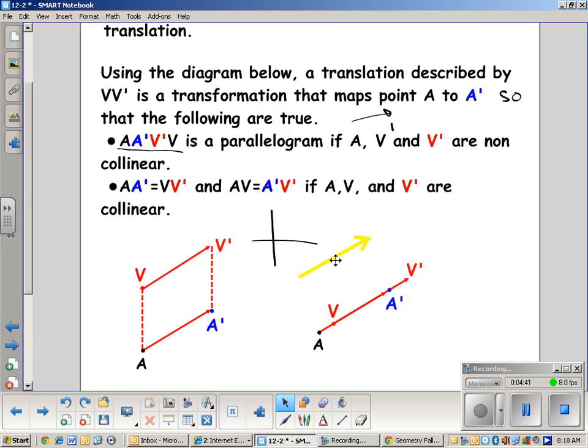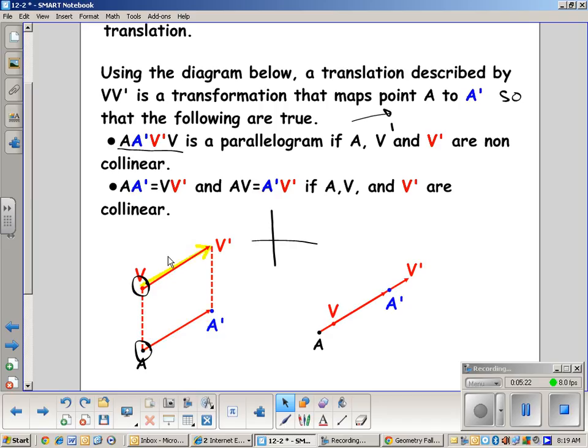Okay? But it's very important to remember that if you're translating a figure by a vector, you're moving every point in that figure exactly the same distance in the same direction as each of the other points. And so that's what's happening here. We moved A and we moved V by this vector right here. And when we moved A, we got A prime, and when we moved V, we got V prime.